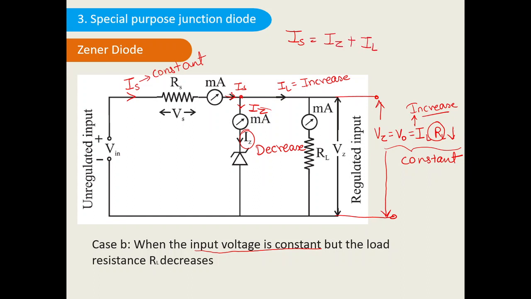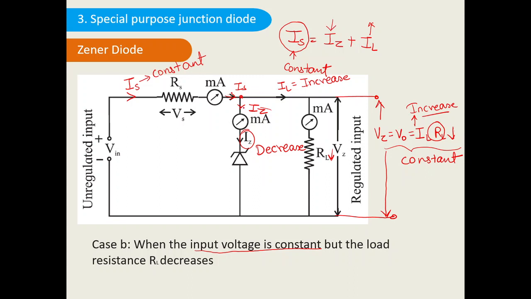Now since the input voltage is constant, this Is is constant. Is is constant, and load resistance is decreasing. That means we have to make the output voltage constant because the output of the Zener diode should be a regulated voltage. So the voltage should remain constant. In order to maintain the voltage constant, the current IL has to increase. So if IL increases, that is going to decrease the value of IZ.